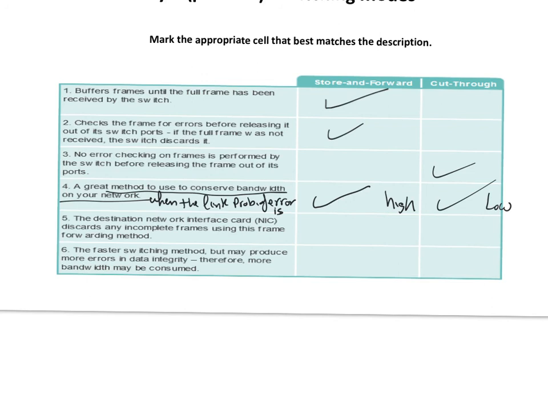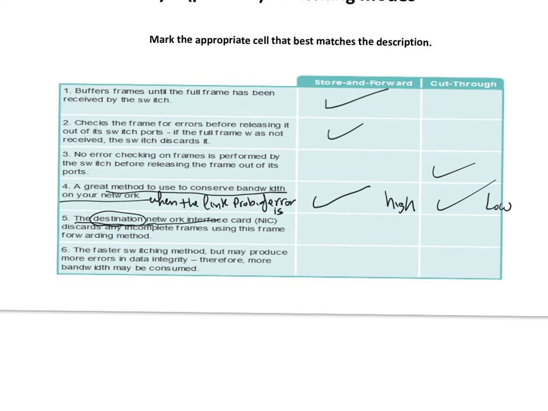So if the frame has an error, I should not forward it, because if I forward it, I will waste bandwidth. But if the probability of error on the link is low, then it's better to send fast, and this way you can conserve the bandwidth. Okay? Now, the destination, be careful, not the switch. I didn't tell you the switch here.